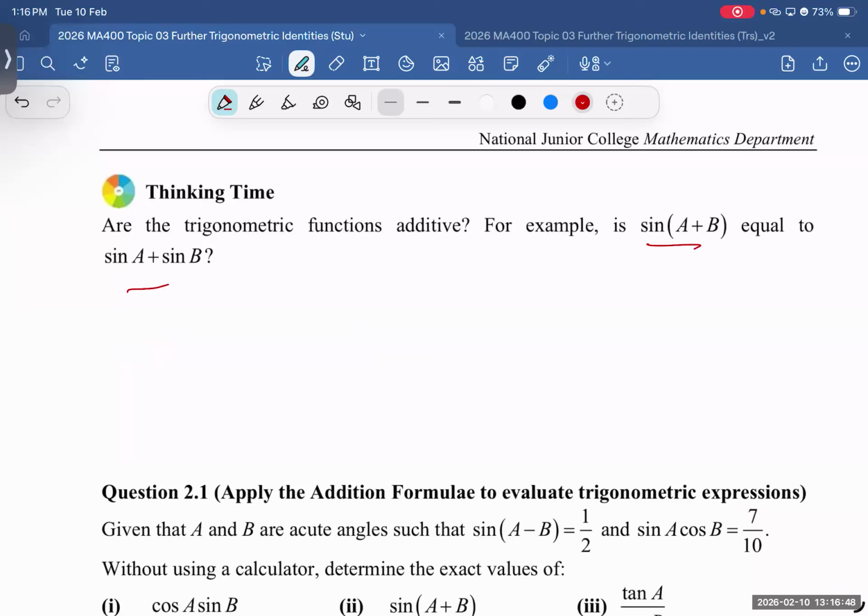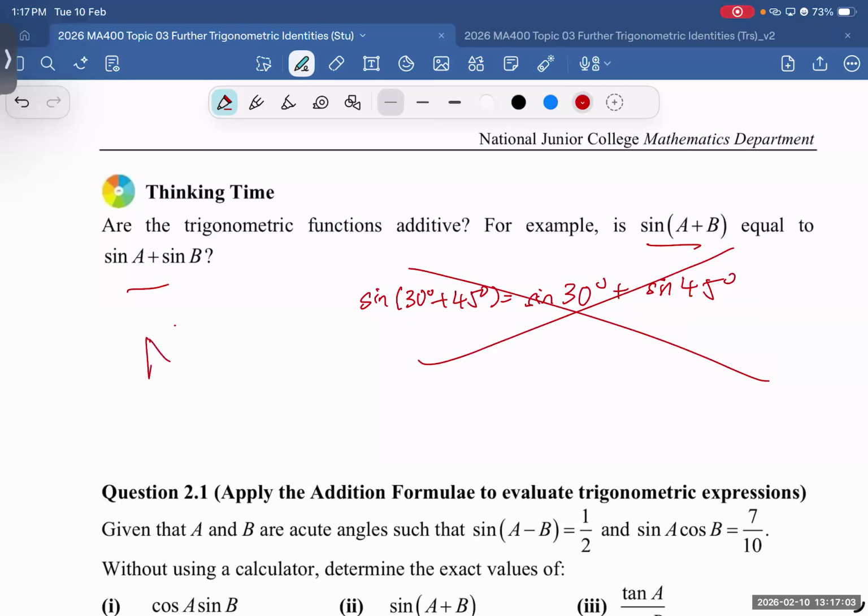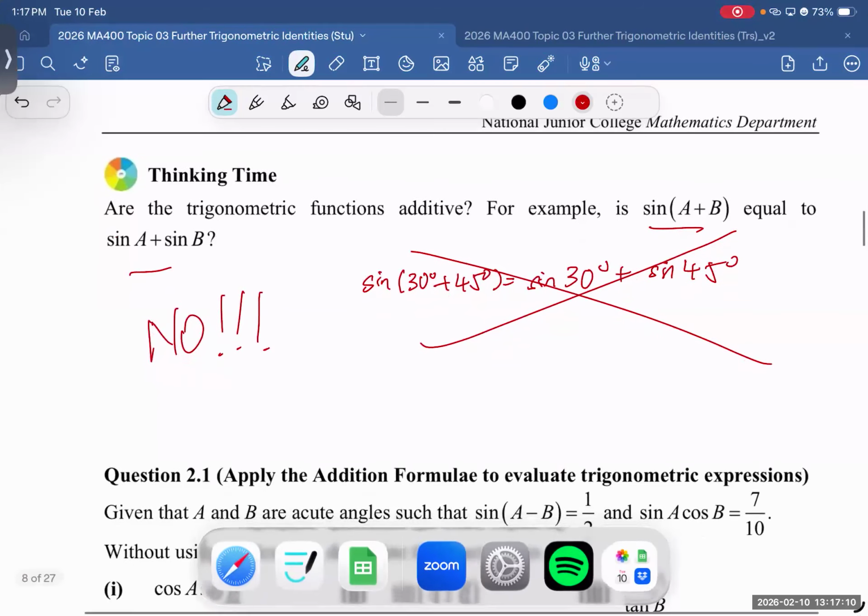Novelty mistake, amateur mistake. Some people like to do this: sine 30 plus 45. People who learn trigo for the first time, they say it equals sine 30 plus sine 45. Obviously it is not. Okay, cannot. No, obviously no. Now with that, you should be able to do question 2.1.